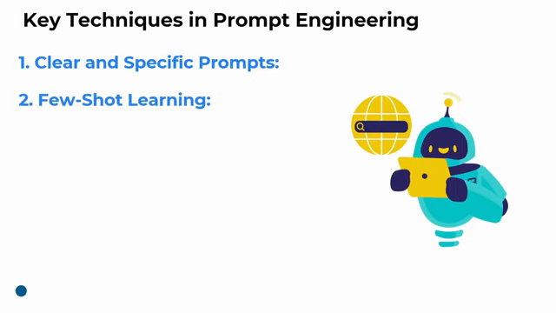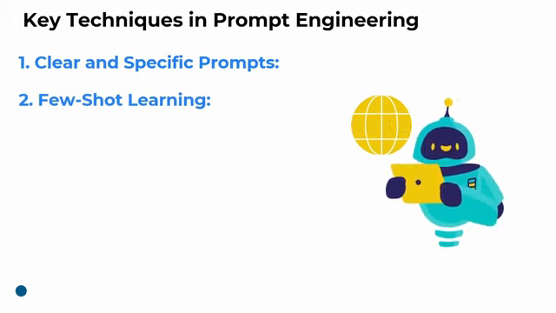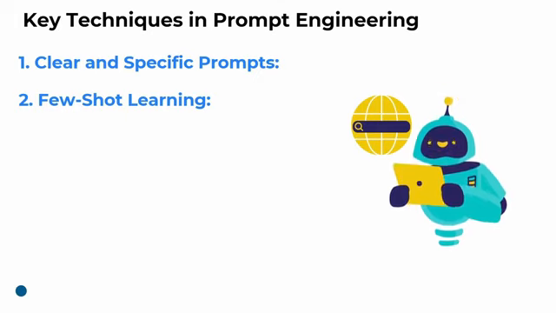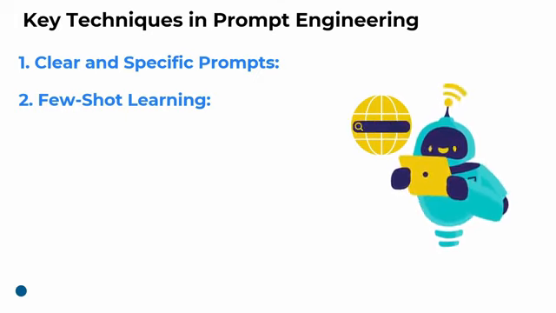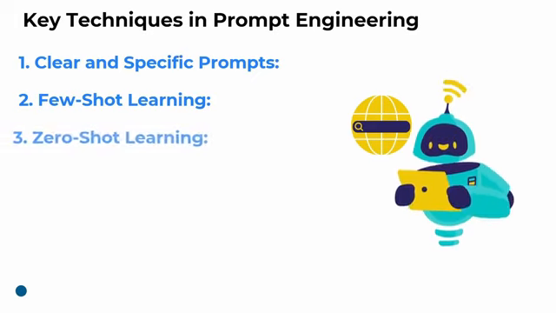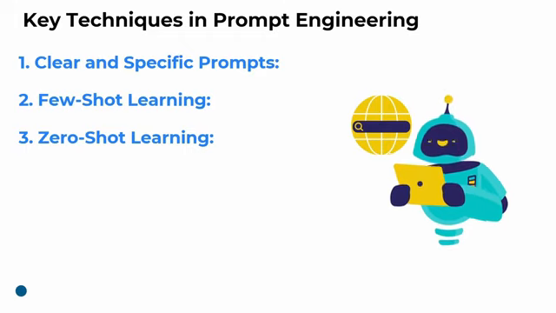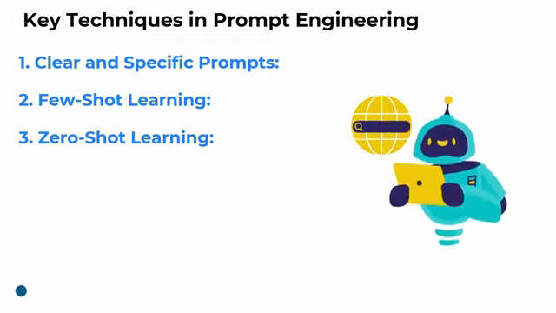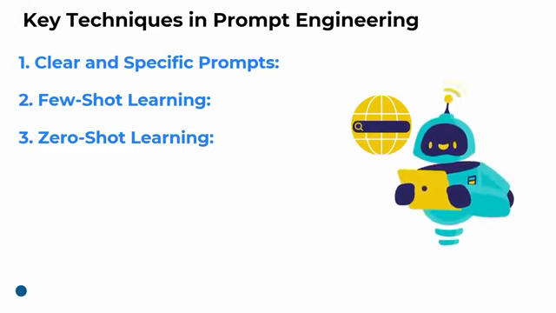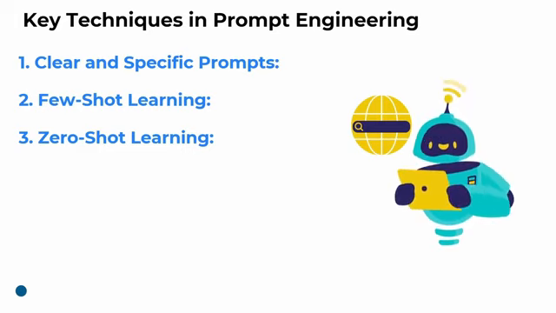Next one, we have few-shot learning. In few-shot learning you provide the model with a few examples of the desired input-output pairs within the prompt itself. This helps the model understand the context and format better. After that we have zero-shot learning. In zero-shot learning you ask the model to perform a task without providing any examples. This is useful for simpler tasks or when you want the model to generate something based on general knowledge, like "translate the following English sentence to Spanish."